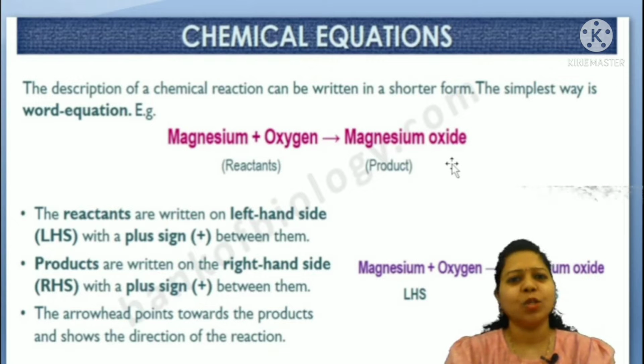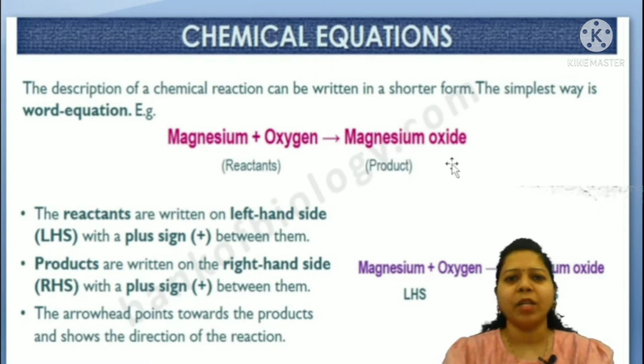But every time it is not easy to write in the form of words if the chemical reaction is very lengthy. That's why, for our convenience, we use some symbols to write those chemical reactions. Now, how to decide these symbols? What are the symbols of different elements and compounds? That we already learned in the 9th standard. And by using those symbols of elements and compounds, we can easily write the chemical reaction in the form of a chemical equation in short form.